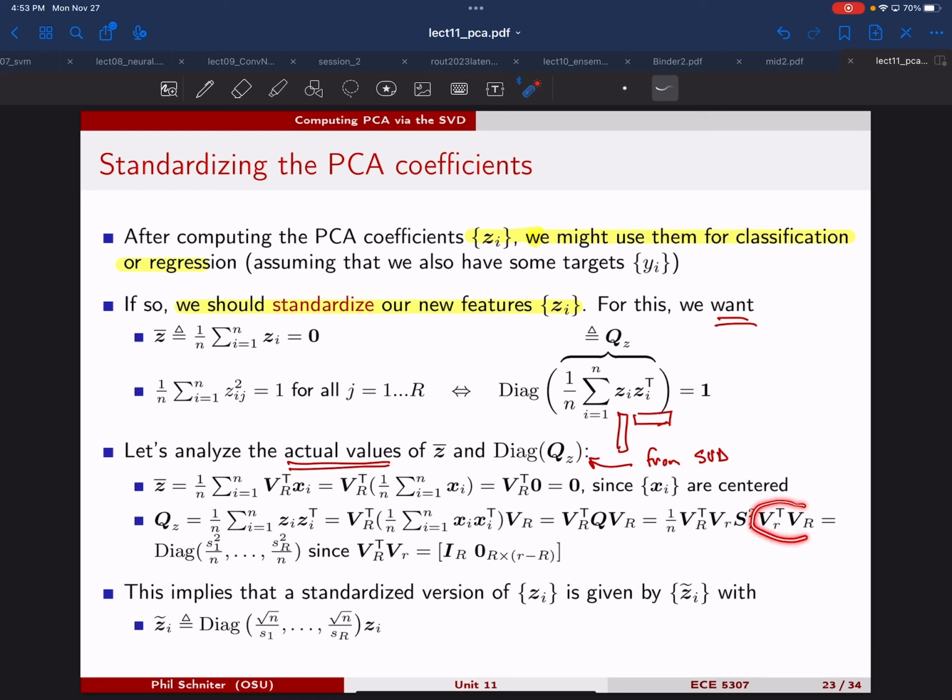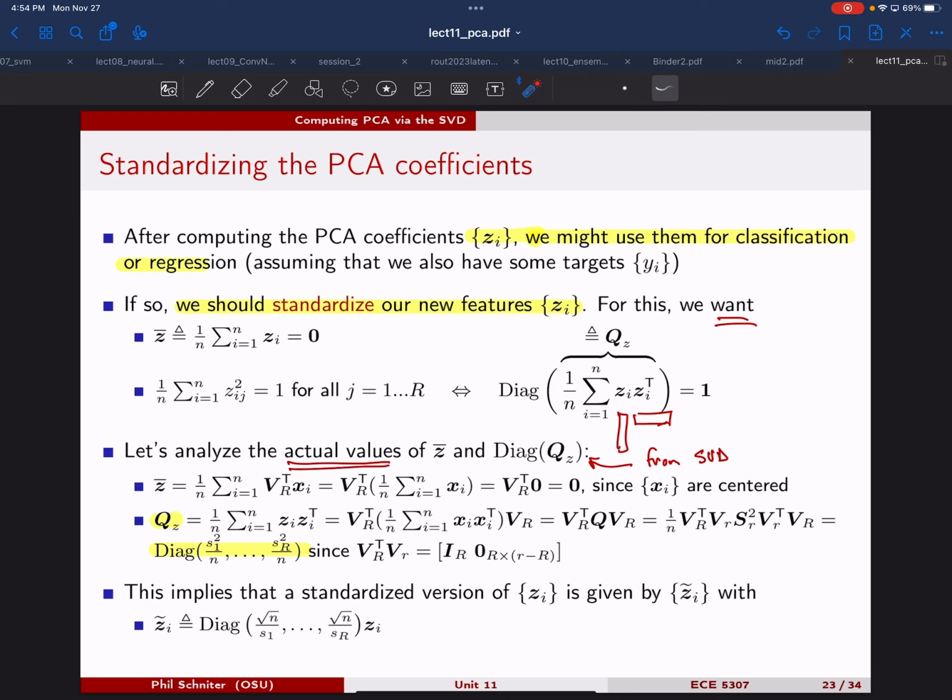So when you multiply these together, you get this matrix that has an identity on the left and a 0 on the right. So that's what this is, and it's transposed over here. And when you apply that matrix in here, that has the effect of simply extracting the first capital R values of this. So you end up getting QZ is the diagonal of these terms Sj squared divided by n. So that's what QZ is.